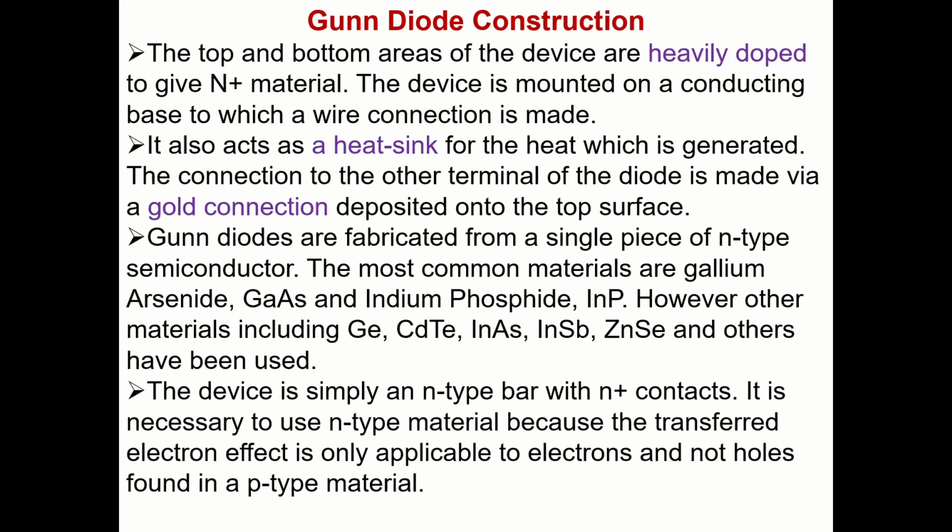So the construction. Here heavily doped N plus material is used. The device is mounted on a conducting base to which a wire connection is made. Then it is also protected with a heat sink, because heavily doped N plus material will heat itself, so a heat sink is required. And the terminals for the connection, which are gold connections, are deposited onto the top surface. So Gunn diodes are fabricated from a single piece of N-type semiconductor.